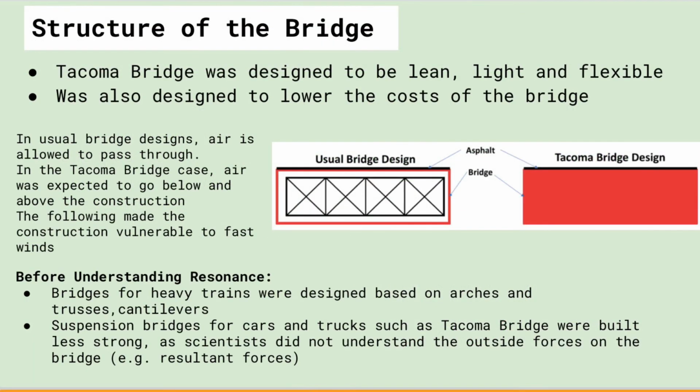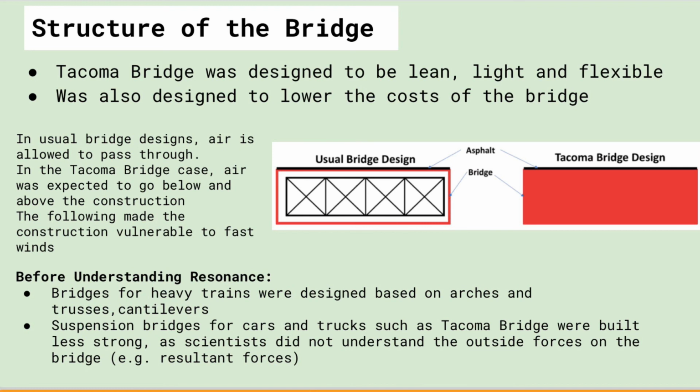Coming to the structure of the bridge, Tacoma Bridge was designed to be light, flexible, and lean, and as cheap as possible. No additional costs wanted to be made. But looking at the picture, it is seen that in usual bridge designs, the air is allowed to pass through, whereas in the Tacoma Bridge, air was expected to flow below and above the construction. The following made the construction extremely vulnerable to fast winds and winds in general.